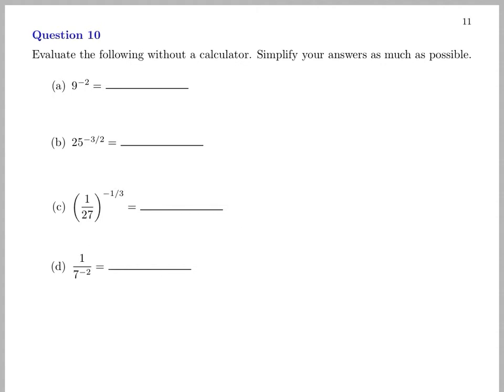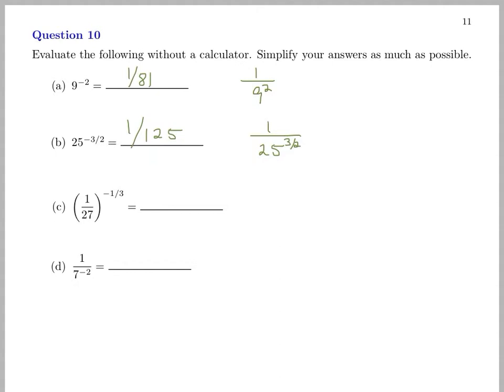In this one we have some negative exponents, so this is 1 over 9 squared, so 1 over 81. This is 1 over 25 to the 3/2, but we've computed that in the last question, so that's 125. So 1 over 125.